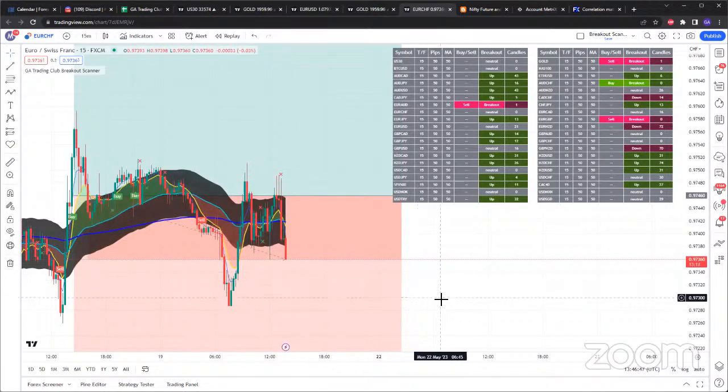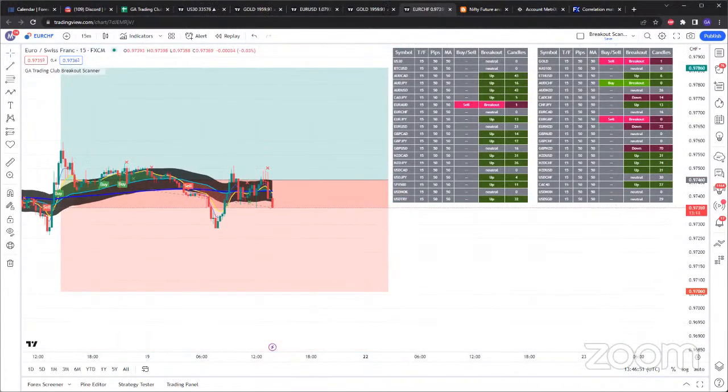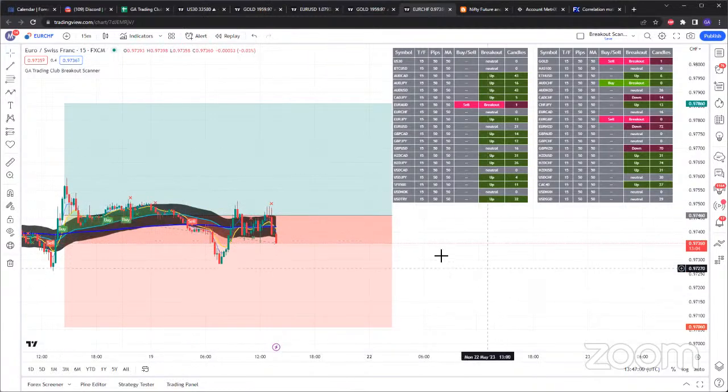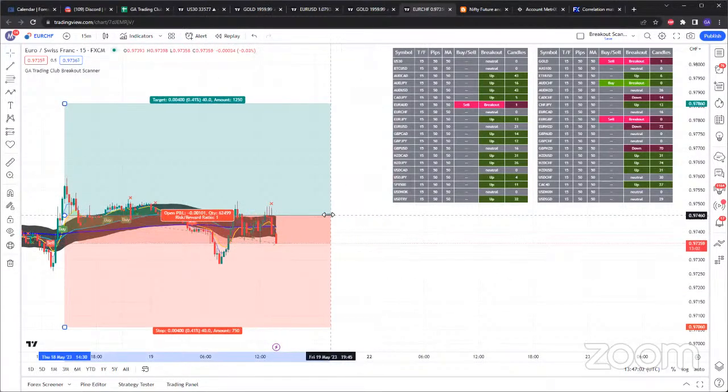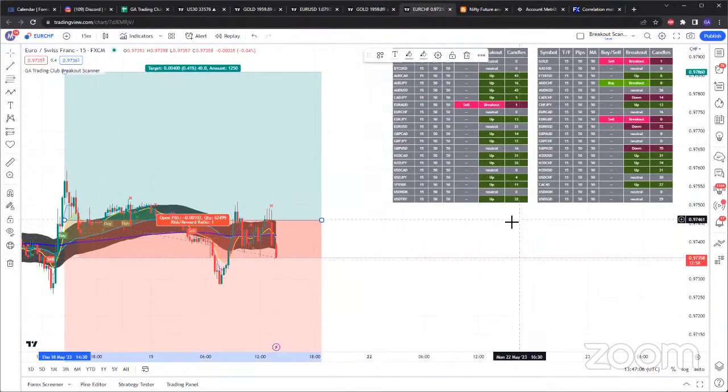So another way to exit a trade early, if you're in a buy based on the breakout scanner or breakout indicator, if you get a sell signal, remember, a sell signal will come up if price closes ideally 50 pips below your moving average. So at this point, I would be looking to cut the Euro CHF trade.